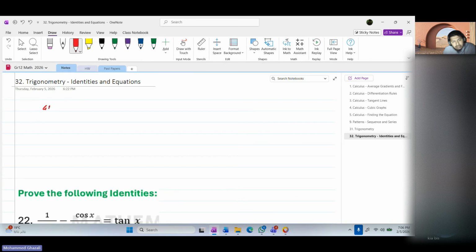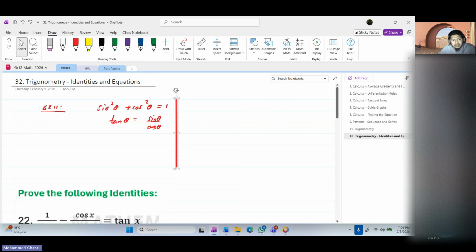We know the grade 11 formulas that we learned, right? We have sine squared theta plus cosine squared theta is equal to 1. And we also learned that tan theta is equal to sine theta over cos theta. Now, the grade 12 formulas that we need to know are obviously all the compound angles, right? Which is not so bad.